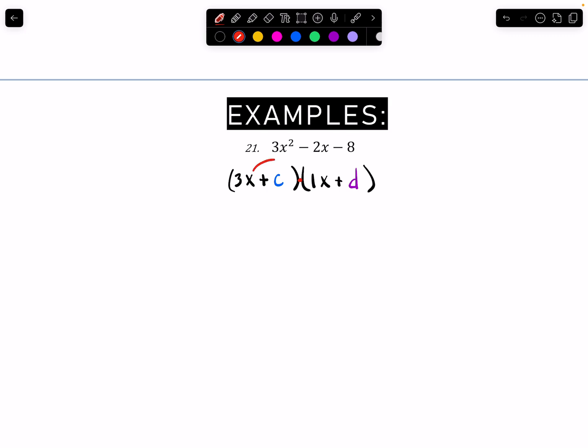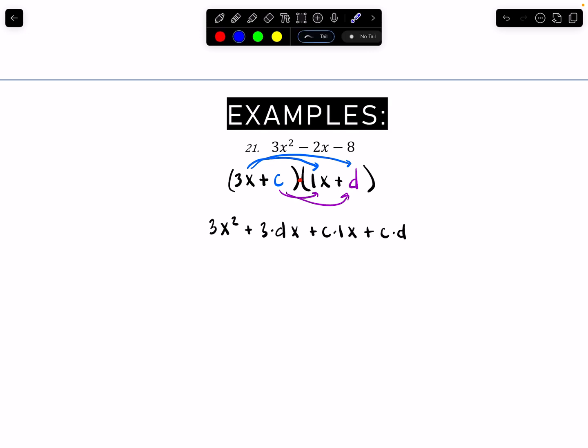We'll start to recognize something, but I want to do it for this first one. So we know the only way for us to get 3x squared is 3x plus a number, 1x plus a number. We don't know what those numbers are, but what would happen if we multiplied those out? Well, we would do 3x times 1x, 3x times d, c times 1x, c times d, and that would give us 3x squared plus 3 times dx plus c times 1x plus c times d. I'm not going to write out all the details like I did on the last one.